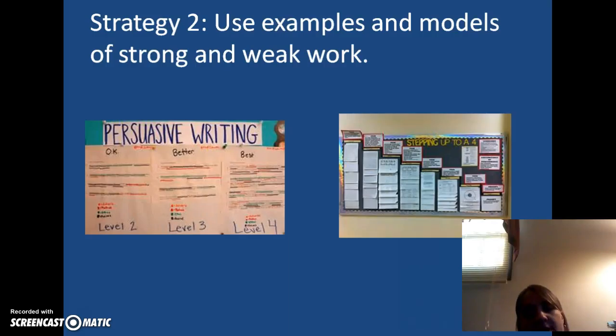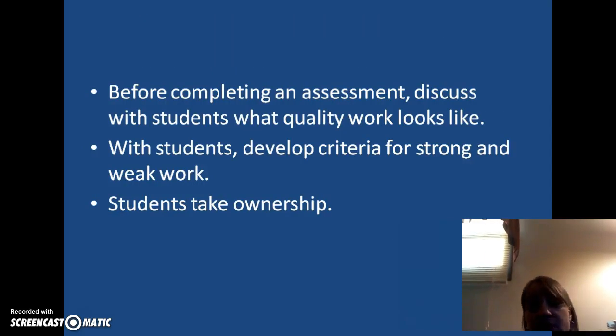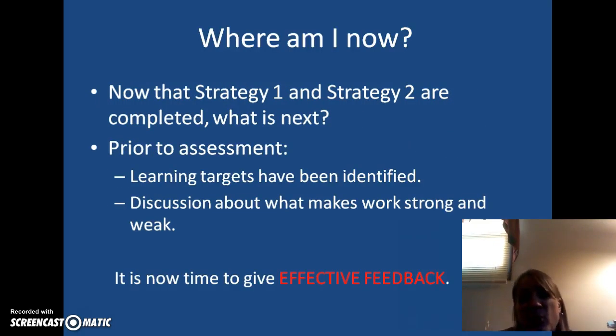Strategy 2, it's important to use examples and models of strong and weak work. In terms of a persuasive writing assignment, you could post examples of an okay writing piece, a better writing piece, and the best writing piece in different levels. You can also provide a bulletin board where you show students how to improve upon their writing. Before completing an assessment, it's important to discuss with students what quality work looks like. With students, they need to develop the criteria for strong and weak work, and again, this helps students take ownership of their learning and they have a better idea of what is strong and what is weak.